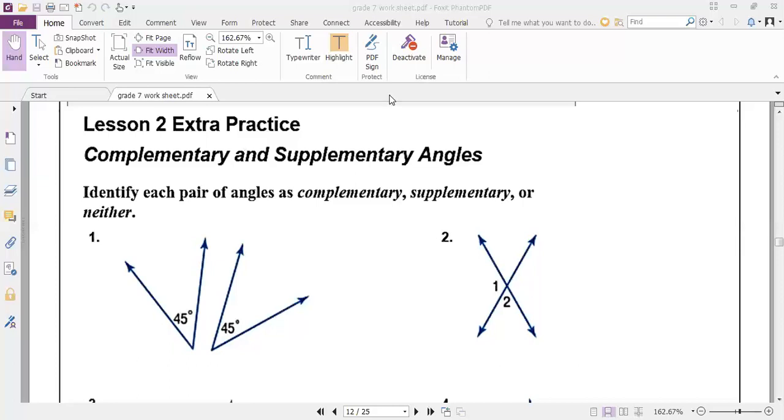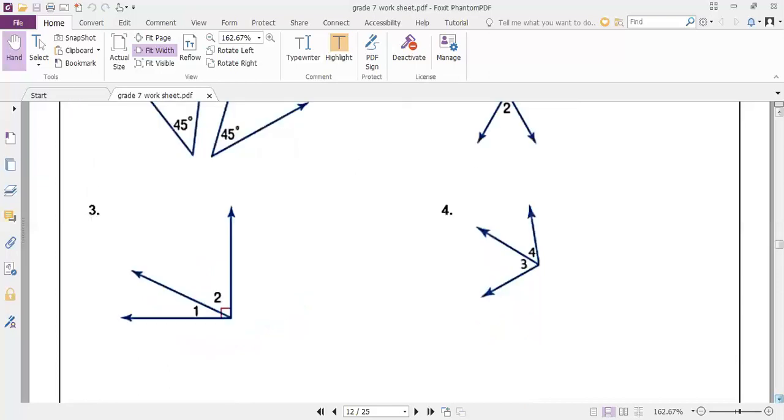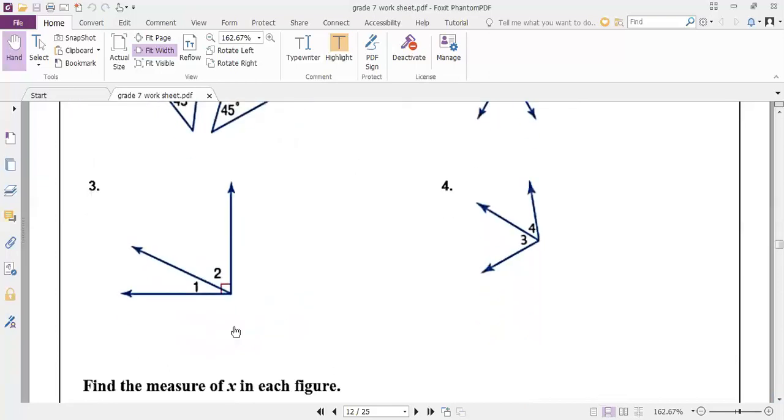If the sum is equal to 180, it means that they are supplementary. If we look into the third shape here, the measure of this angle is equal to what? Measure of angle 1 plus measure of angle 2 is equal to 90. So angle 1 and angle 2 here are adjacent.